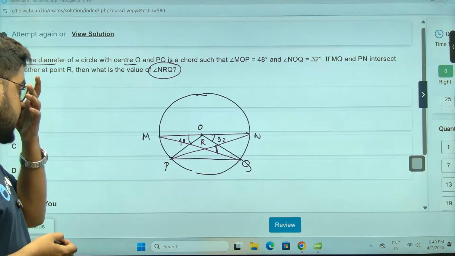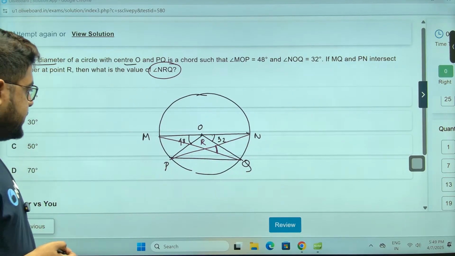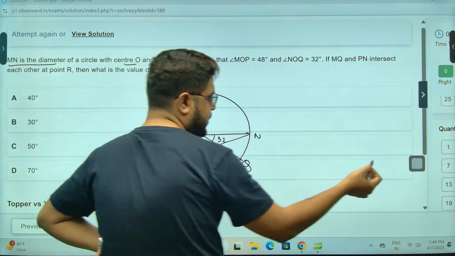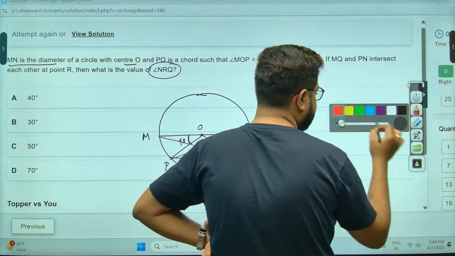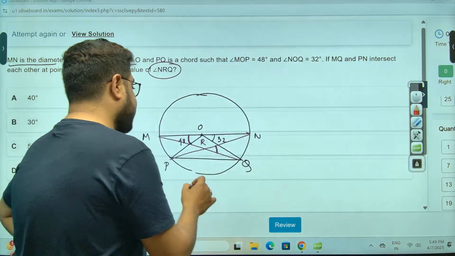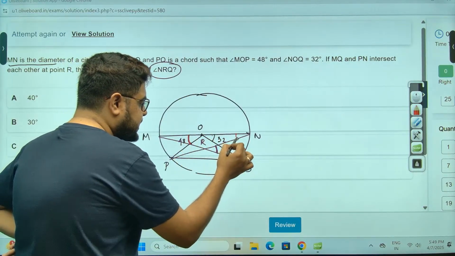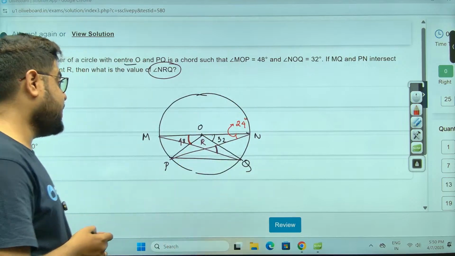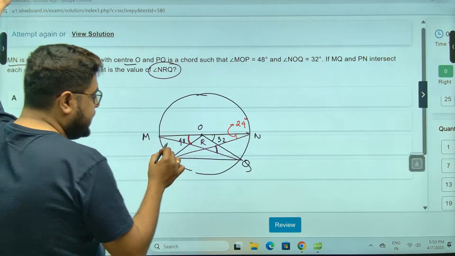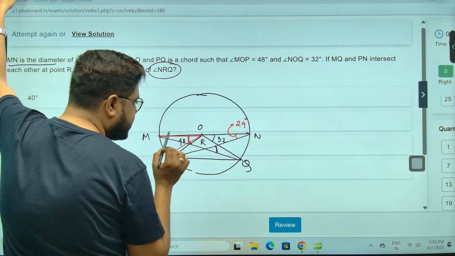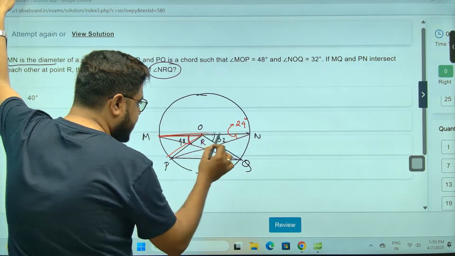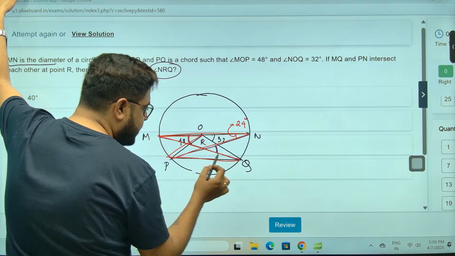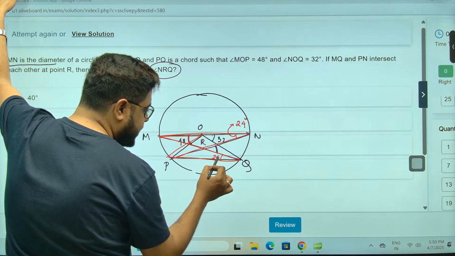This angle can be figured out. Sir, if this is 48 degrees, it's done. Not a difficult question. Looks only difficult. If this is 48, can I say this is 24? You will say, why, sir? Please understand, this is your central angle, and this is your angle on circumference, and also I can say this is also 24, because both are angles on circumference.